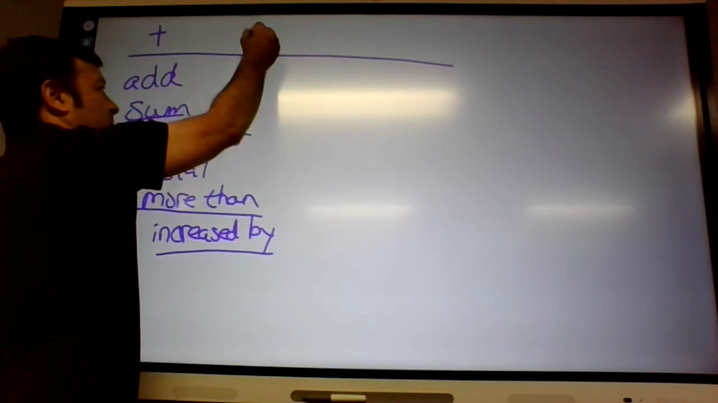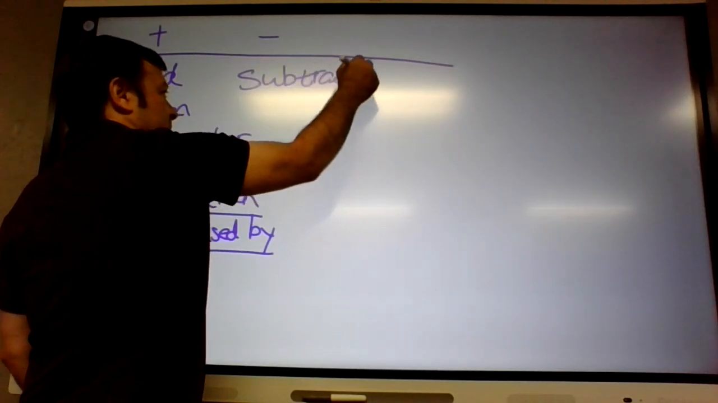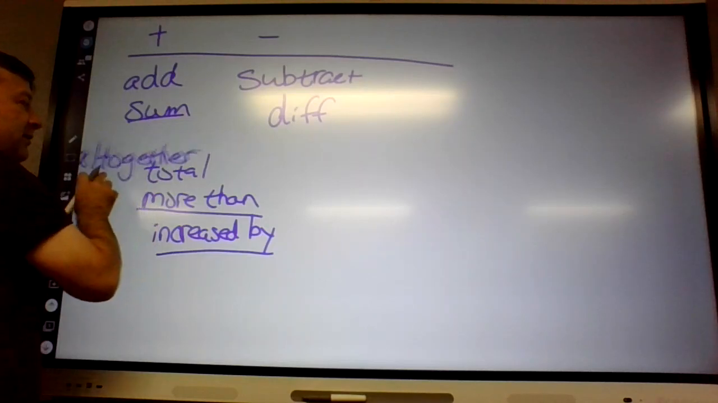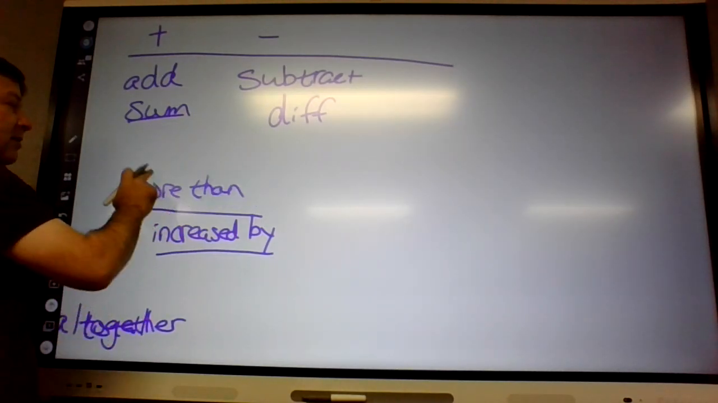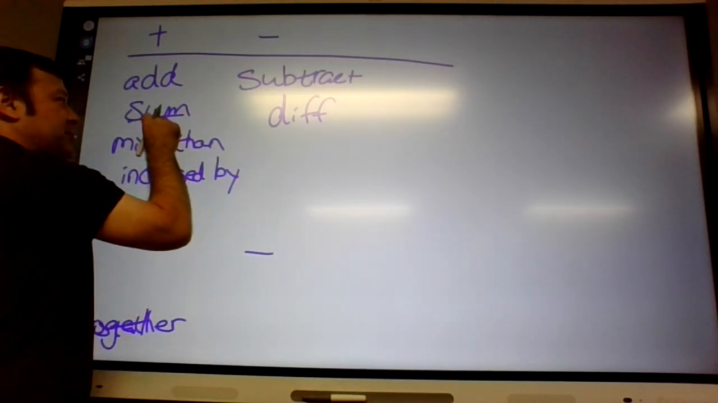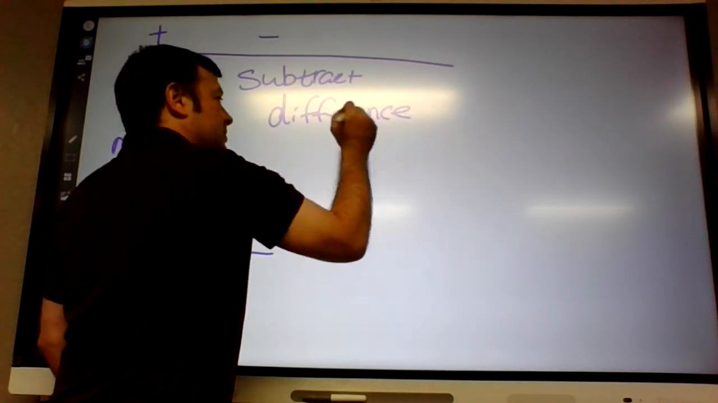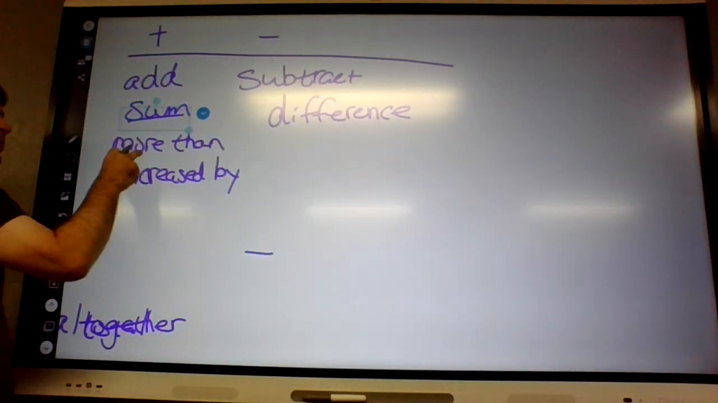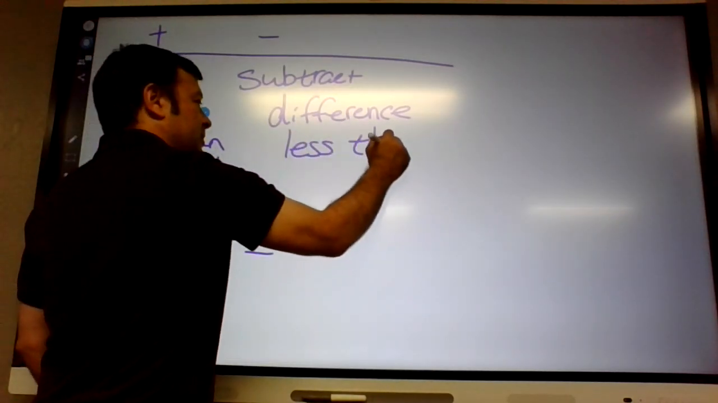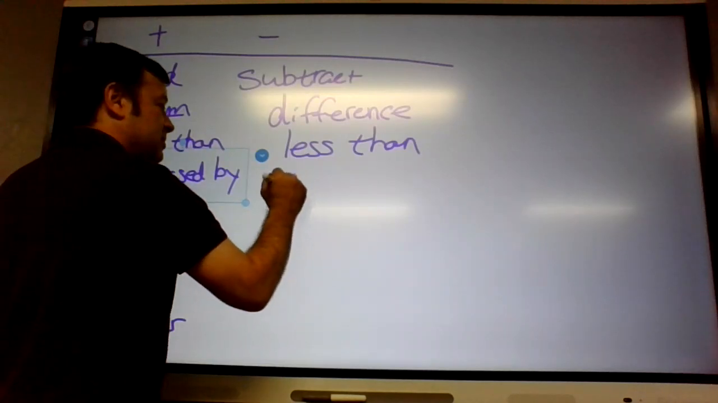What are some different ways to say subtract? Difference. Difference is the answer. If I take these two out, they all have an opposite. The opposite of sum is difference. The opposite of more than is less than. We saw these a little bit in chapter 1. Increase by, decrease by.